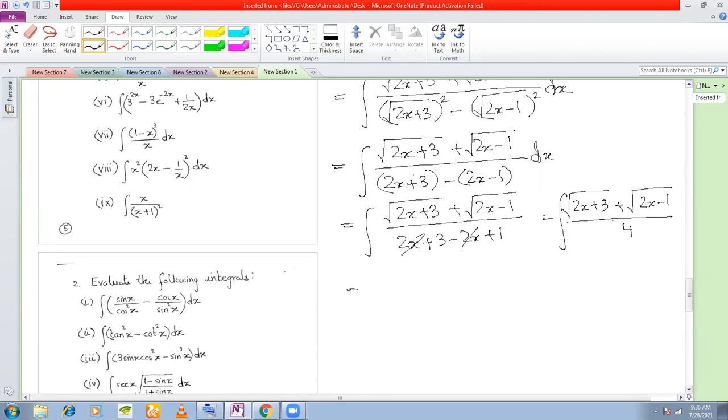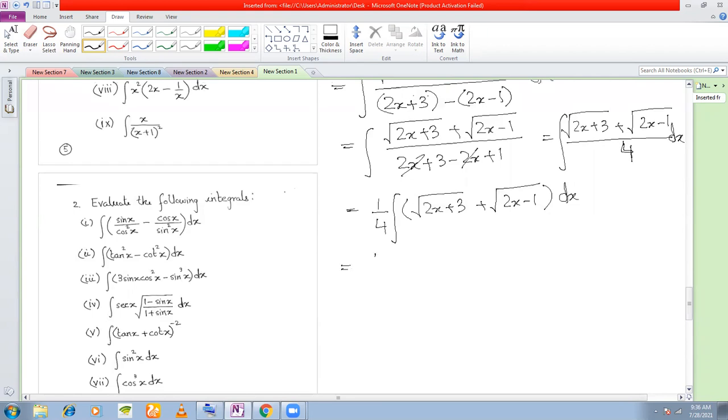So now if you see, in the denominator you have 4. So you can take 1 by 4 out of the integration. So only write this as root over of 2x plus 3 plus root 2x minus 1. You can write this way dx, and here also you have dx. So now what you have? Separate integral root 2x plus 3 dx plus root 2x minus 1 dx.